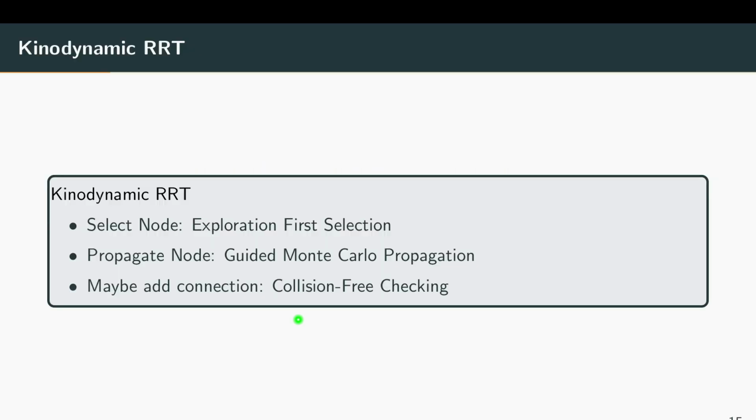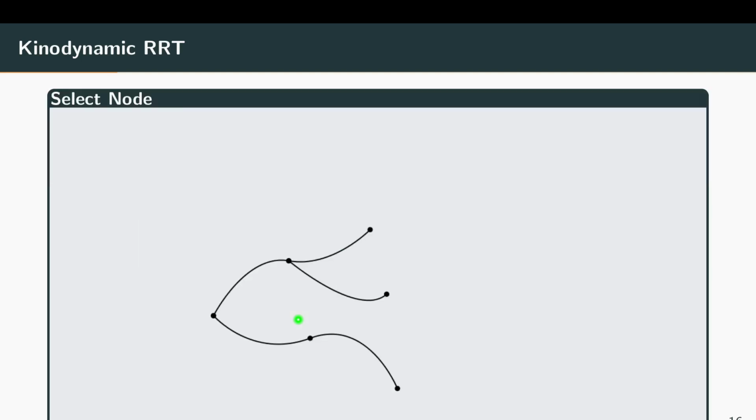Good, so kinodynamic RRT. So here we have the following combination. We basically say we select the node using the exploration first. In other words, we just use the normal Voronoi bias that we had from the traditional RRT. Then for propagation, we use the guided Monte Carlo. And then for the add connection, we just use very basic collision checking. Okay, so let's look at an example.